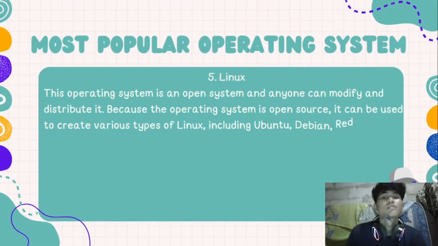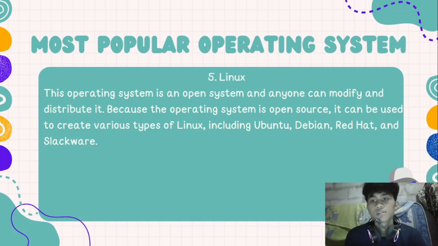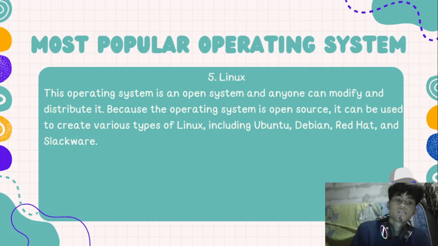And this slide, most popular operating systems. Number five, Linux. This operating system is an open system and anyone can modify and distribute it. Because the operating system is open source, it can be used to create various types of Linux, including Ubuntu, Debian, Red Hat, and Slackware.